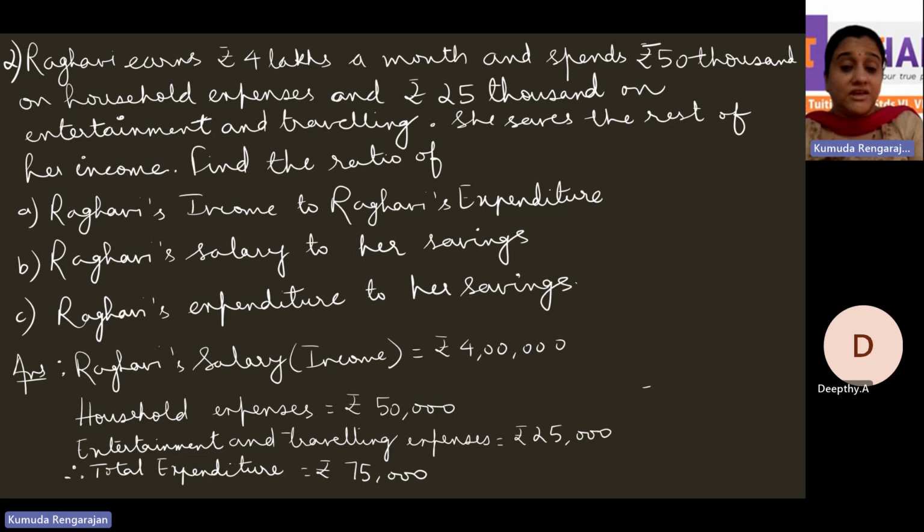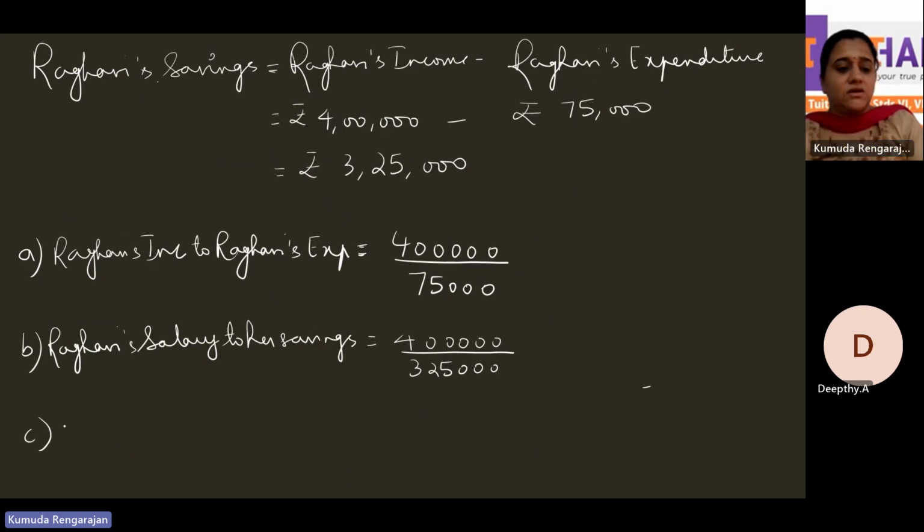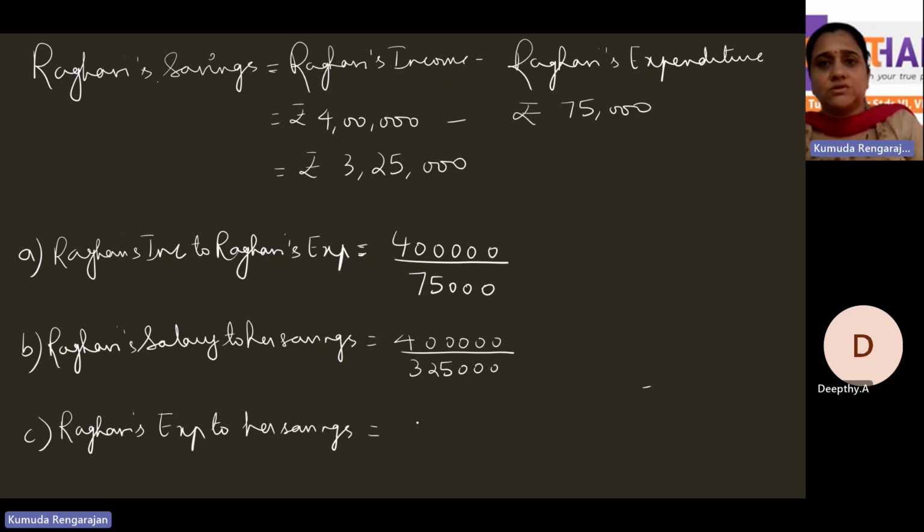Raghavi's expenditure to her savings. So what will come in the numerator? Expenditure is how much? 75,000. And what's her savings? Correct. Simplify all this. Take your time. Do it slowly. Understand and do it. Simplify and tell me the values.